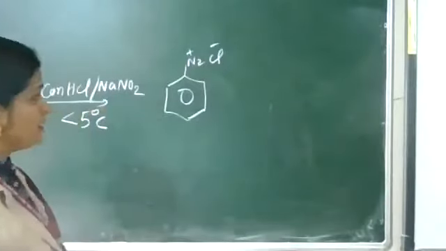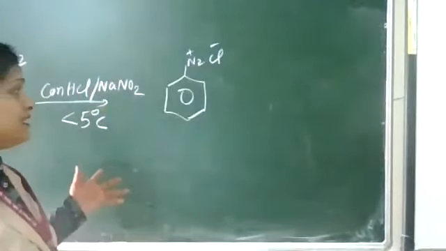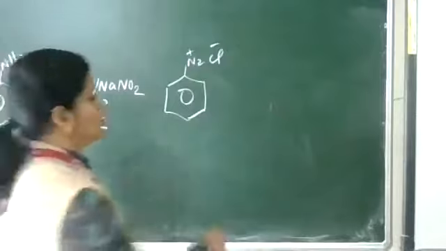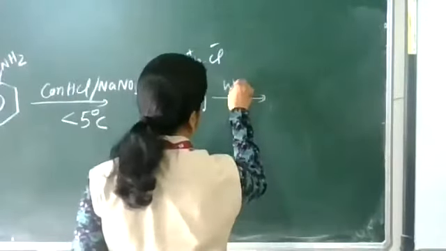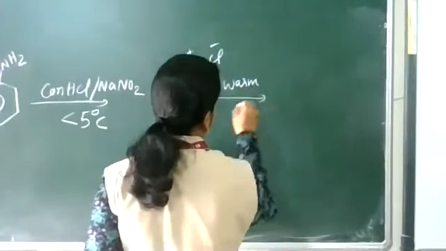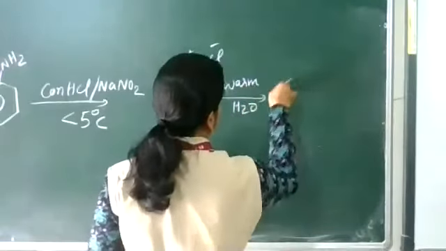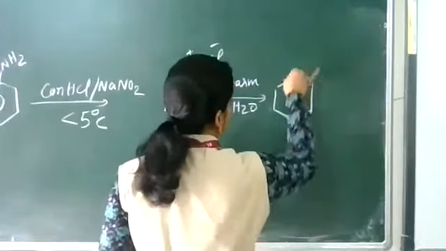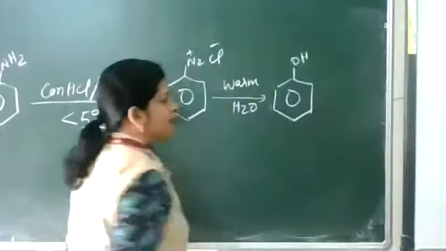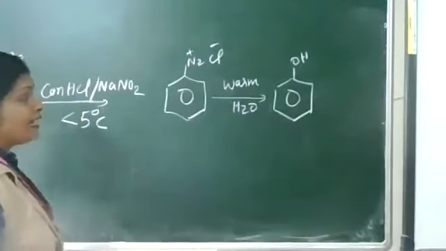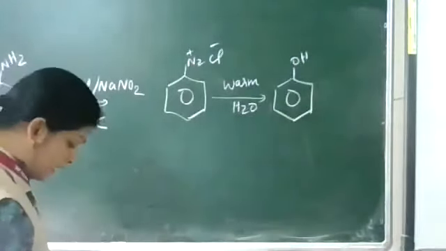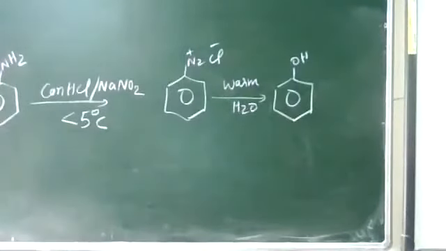Benzene diazonium chloride is somewhat stable, not very stable. We know that warming with water, you will be getting what? Phenol. In a similar way, I am writing alkyl diazonium chloride.